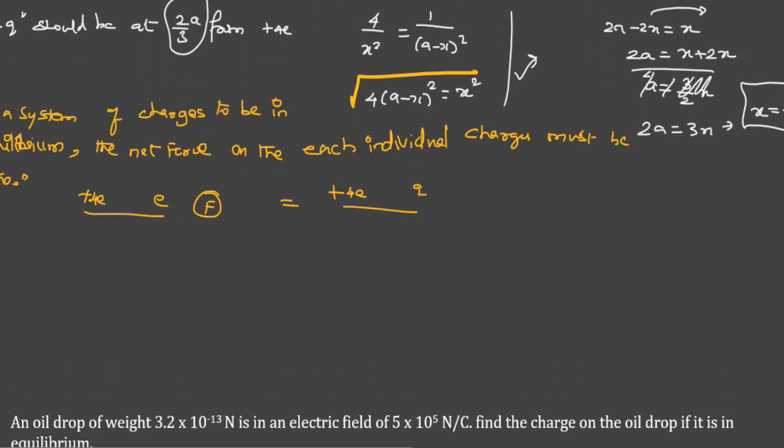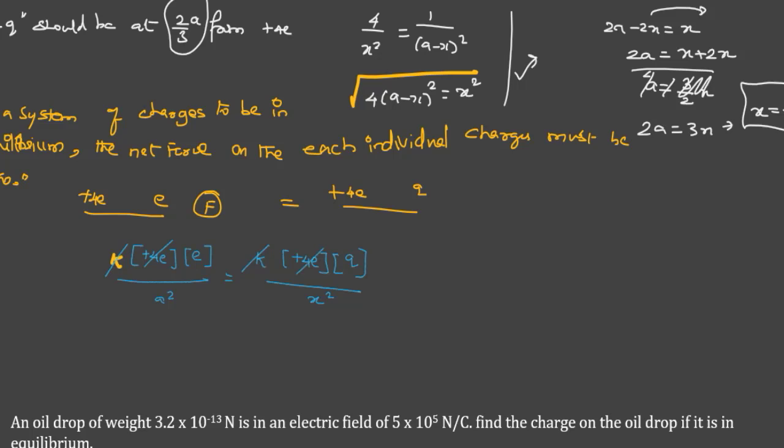So for that we are going to calculate the force, again with the same formula. K times plus 4e and e, the distance between these two is a square. Here K times 4e and q, the distance is x square. We can take any one force. So K will cancel, 4e will cancel.